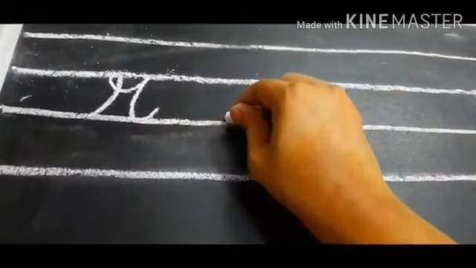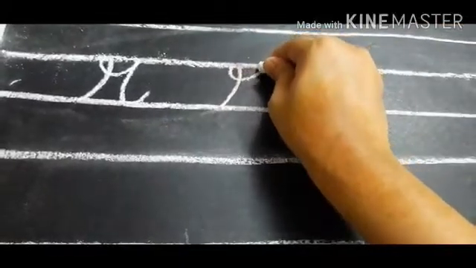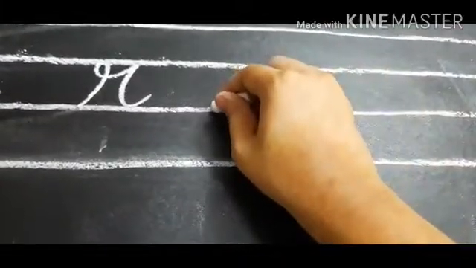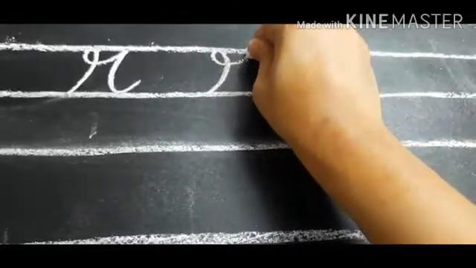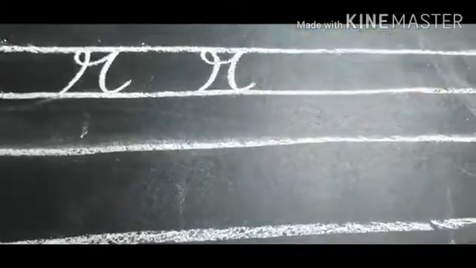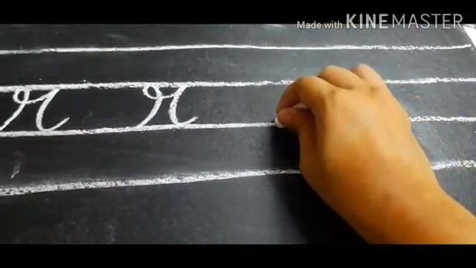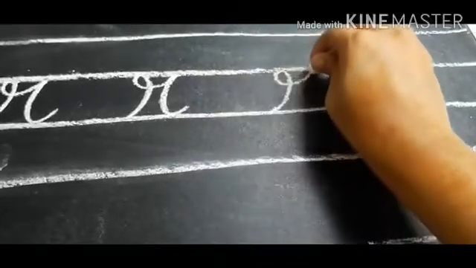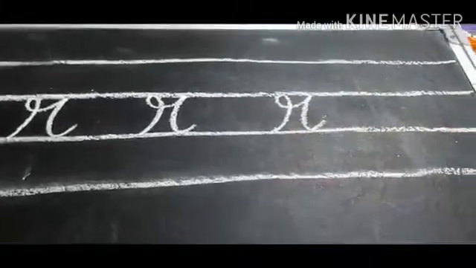From the third line, go up, take a turn, touch the second line, come down and then take a turn. Cursive R. Again I am making cursive R here. Look very carefully. From the third line, go up, take a turn, touch the second line, come down and then take a turn. Cursive R.